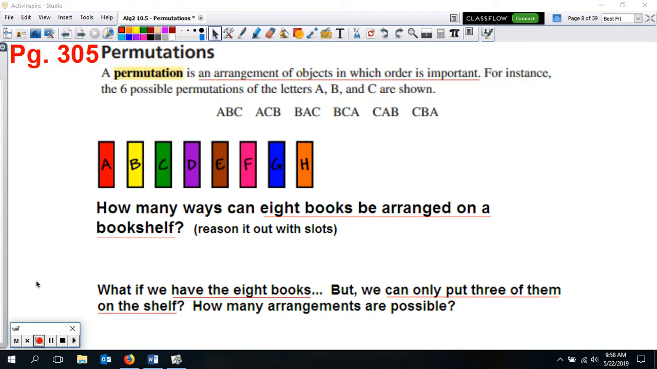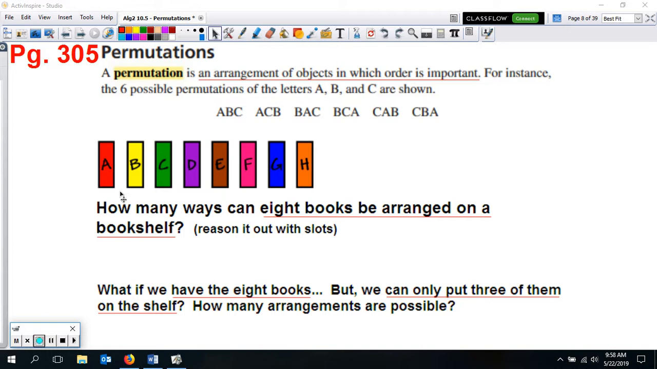Okay, so let's first look at permutations, which is on page 305 in your vocabulary. This is what you want to write for permutations. It's an arrangement of objects in which order is important. And that's really the main thing. Order is important. So here's an example of, let's say, books.